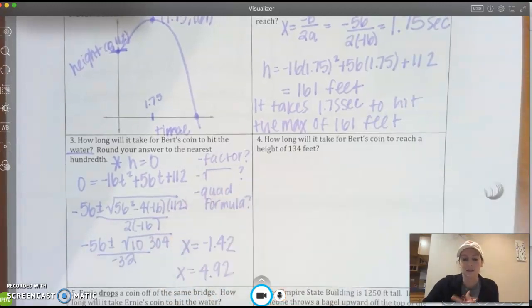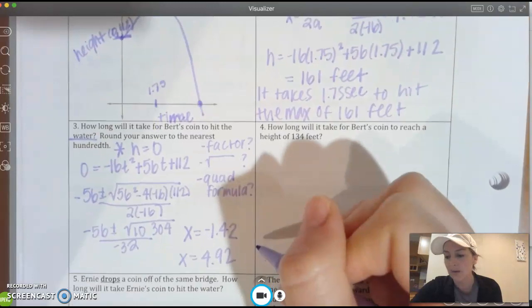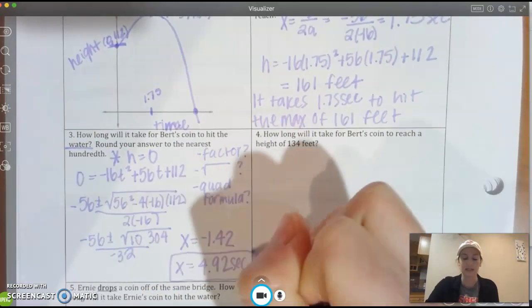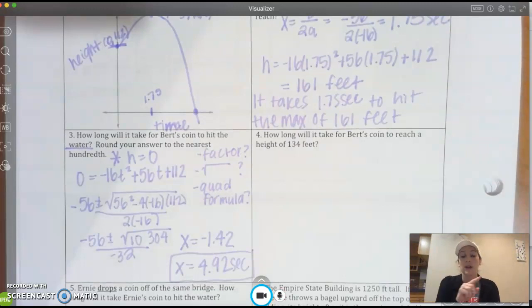Remember, we need to ask ourselves, what answer makes sense? Well, we're not going to have a negative time here. So our answer here is going to be our positive option only. It's going to take 4.92 seconds for that coin to go up and hit the ground. I know it's mirrored, so my little visual there did not go on cue.